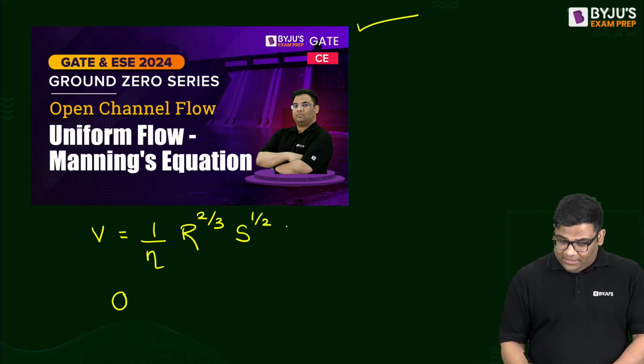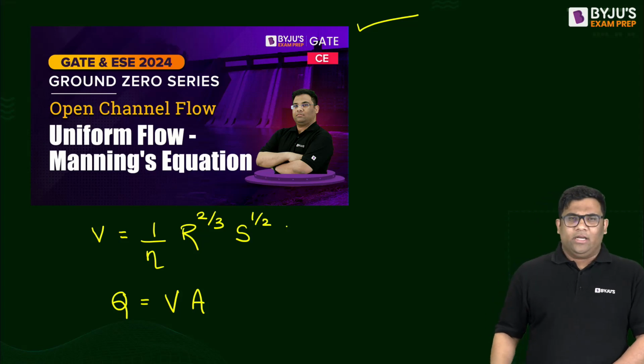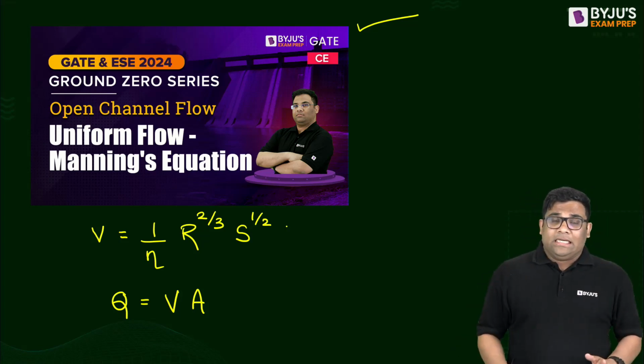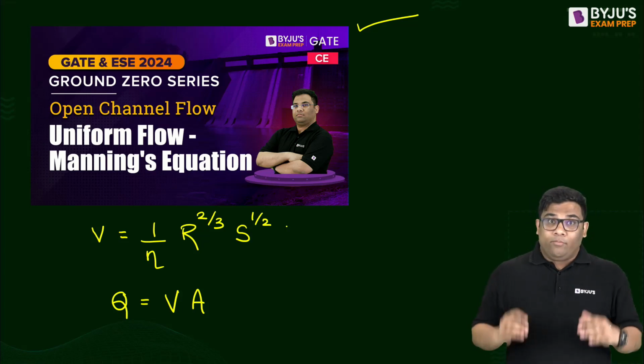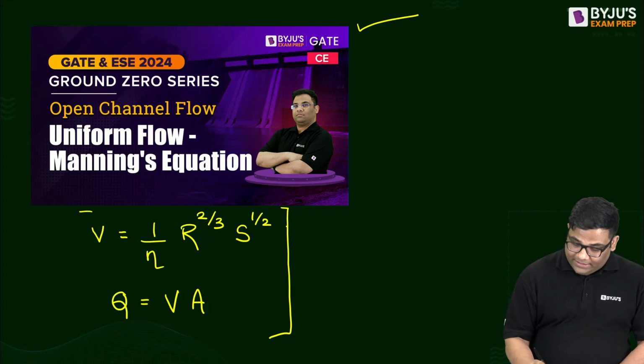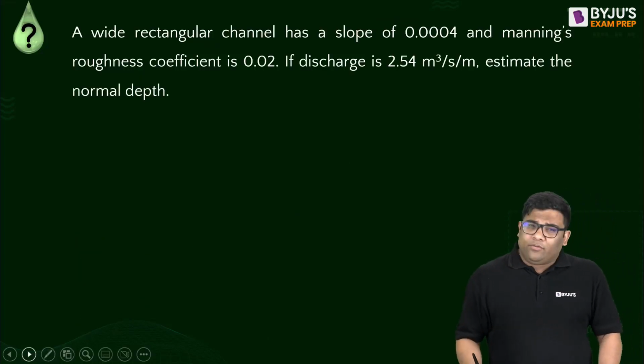And what will be the discharge? This will be simply velocity into area. So this was the very basic equation of your Manning's. Now based on this we solved some questions, and today also we'll be solving some more questions based on this Manning's equation. Let us solve them. So this is the first question.